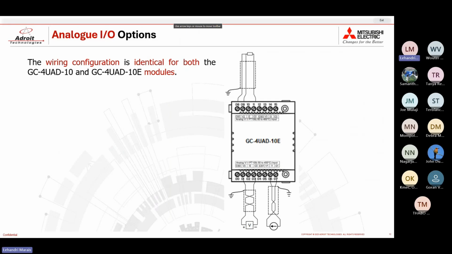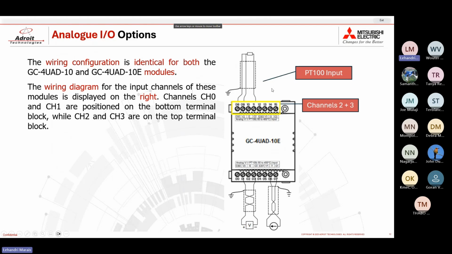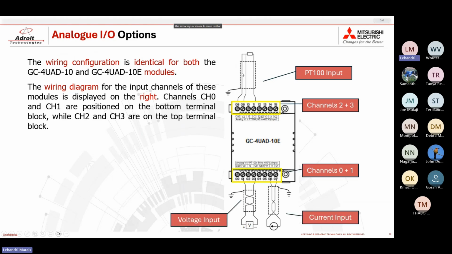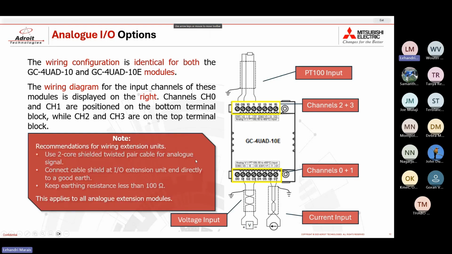When it comes to wiring, the wiring for the 2 modules is identical, with this being an example of your PT100 wiring, and this being your voltage input and current input. Now note your channels 1 and 0 are on the bottom terminal, whereas channels 2 and 3 are on the top terminal. Now here are just some recommendations for wiring your analogs in general.